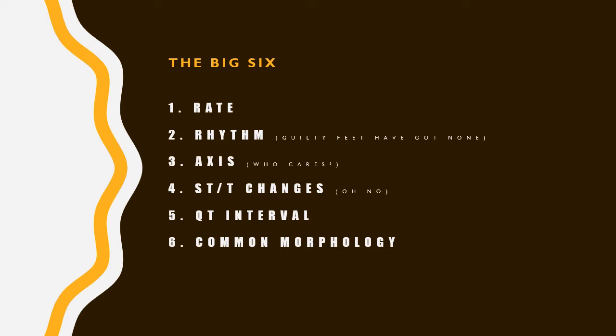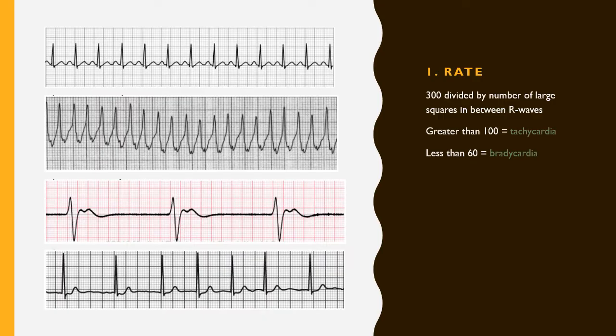Apply these 6 steps to every ECG you see: rate, rhythm, axis, ST/T wave changes, QTC interval, and morphology. Step 1. Rate. On any lead, look at any QRS. Look at the subsequent QRS. Look at the space in between those QRS. Count the number of big squares between the QRS, specifically the tallest part of the QRS, the R wave. Take 300 and divide by this number. Tachycardia is over 100 beats per minute. Bradycardia, under 60 beats per minute.